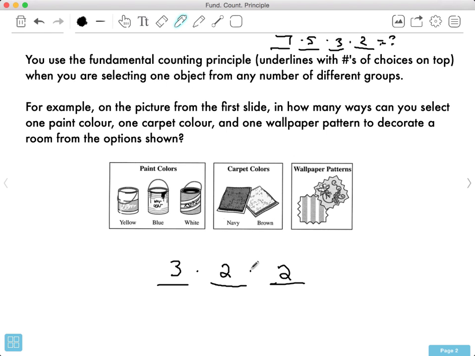And then when I'm done that, I just multiply those together and I get 12. There are 12 different combinations of paint and wallpaper and carpet that you could use in this room.